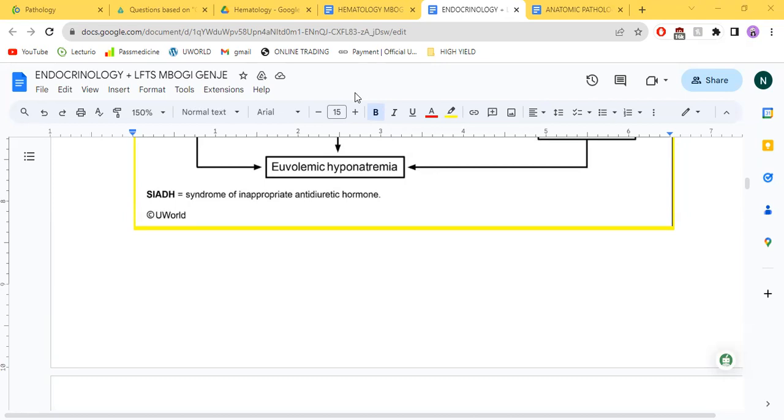CCF, altered consciousness, yes. Raised ICP, yes. Neurological symptoms, confusion. So this is the hyponatremia. Seizures, muscle weaknesses, yes. There are quite a lot.